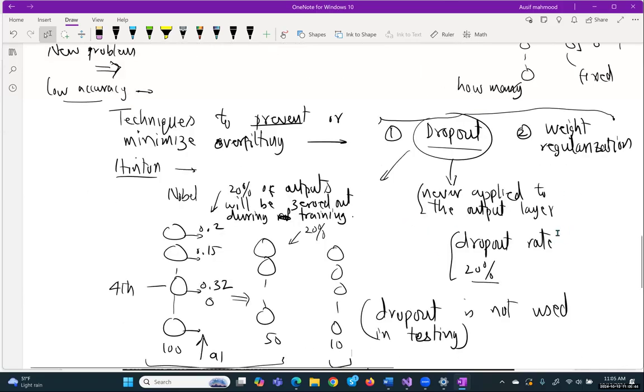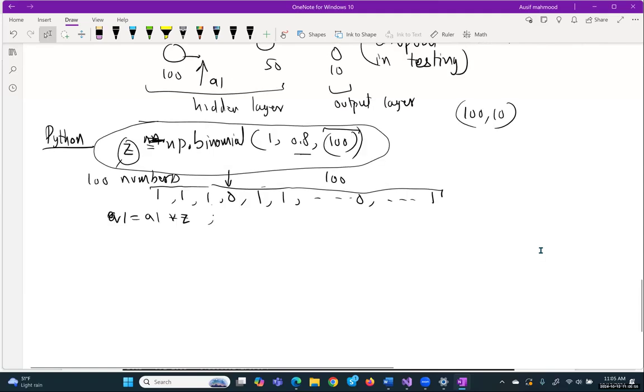The second technique that I mentioned that helps us in minimizing overfitting is the weight regularization. And here the idea was very simple. Our loss function is whatever the loss function is, whether it's cross entropy or y minus a squared, we also add another term over here with a parameter. We can call it beta, or we can call it lambda.